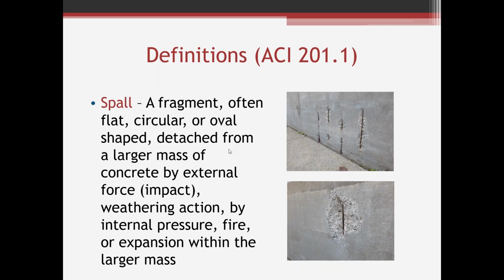A spall is a little bit bigger, flat, circular, or oval shaped. It's detached from the concrete, either by force, impact, weathering action, internal pressure, fire, things like that. These pictures on the right, this spall is most likely caused by the corrosion of the reinforcing steel, which is an expansive reaction. When the reinforcing steel corrodes, it causes internal stresses and pressures, and those bars that are near the surface just pop the concrete off.